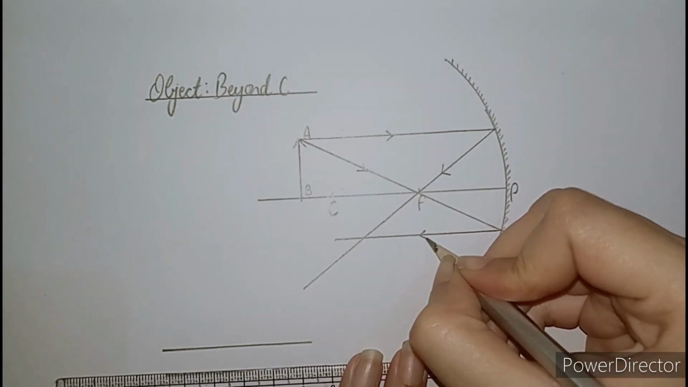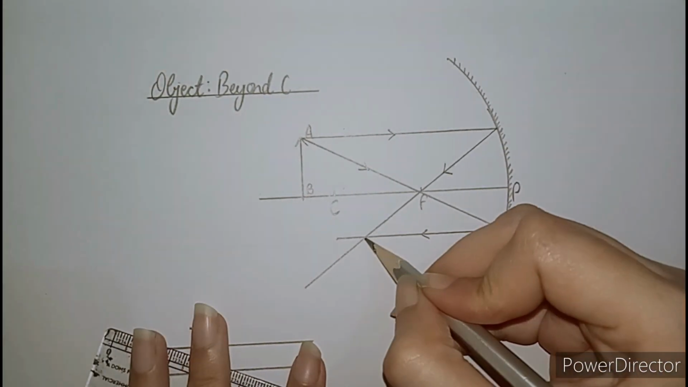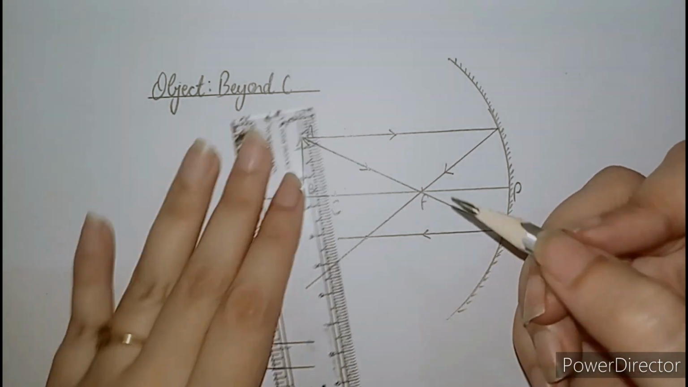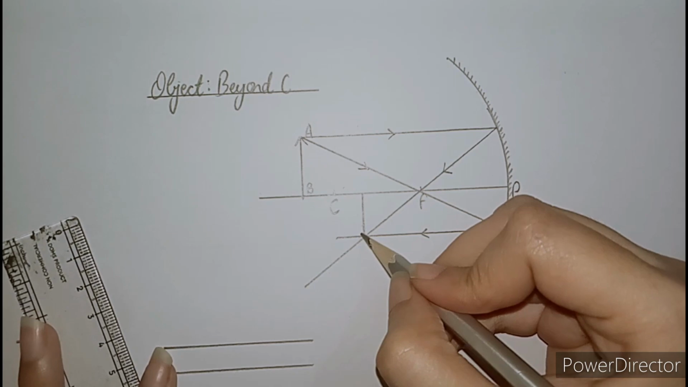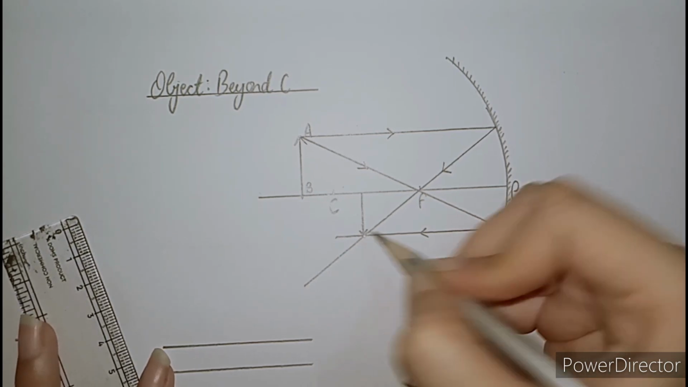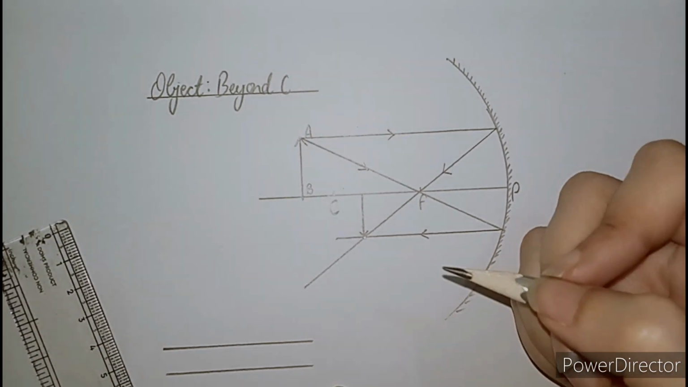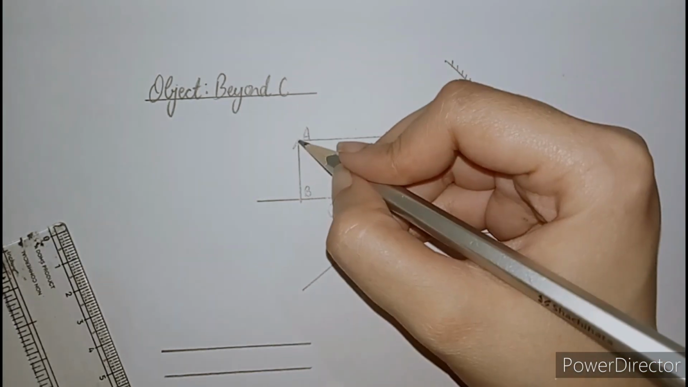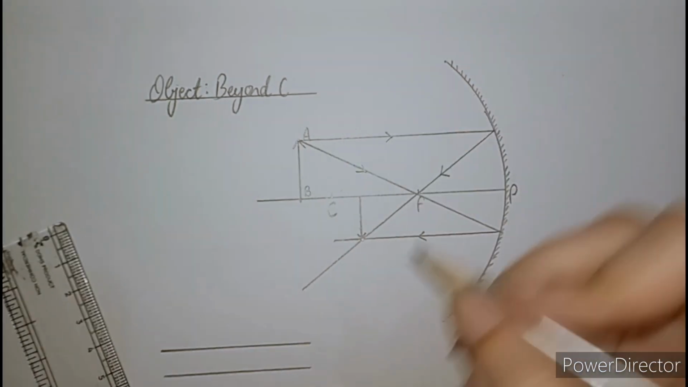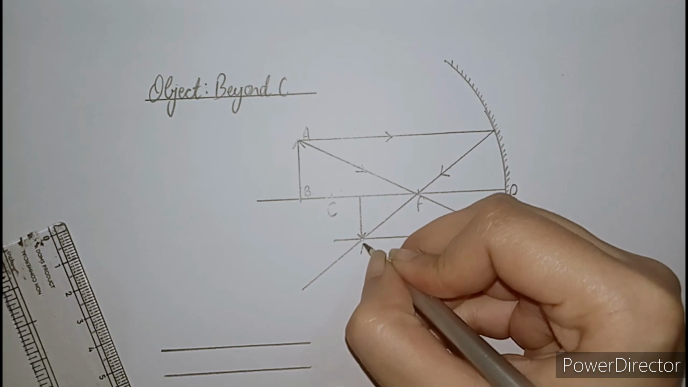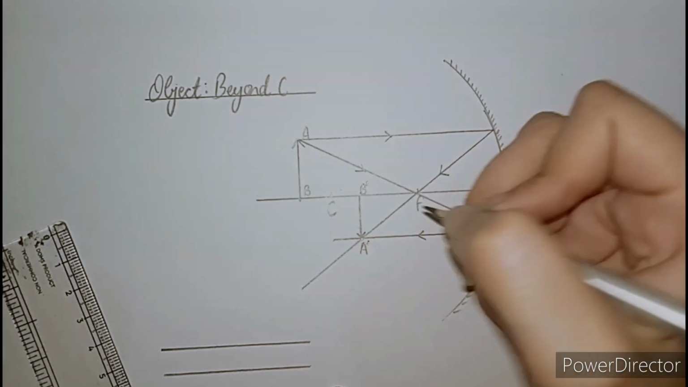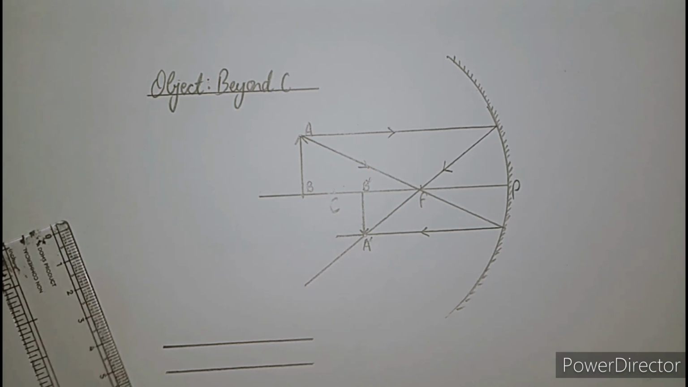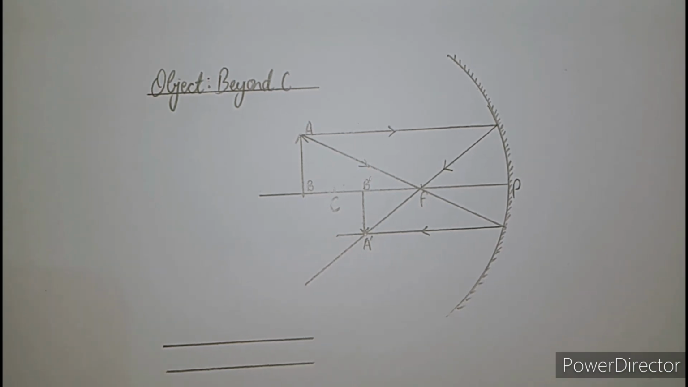It is becoming parallel to the principal axis. The two rays are meeting at this point, and I'll draw the image over here, because where the two rays meet, there we get the image. Since the rays are actually meeting, it is a real image, and real and inverted. So the top will appear at the bottom. This is my A dash and this will be my B dash. This is my image and the ray diagram for beyond center of curvature.